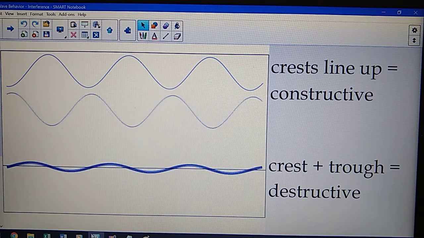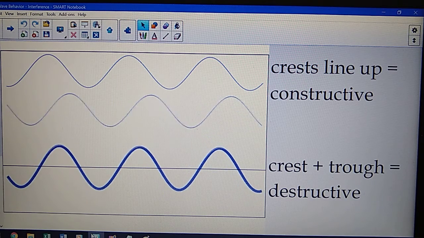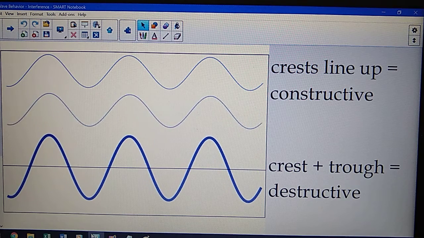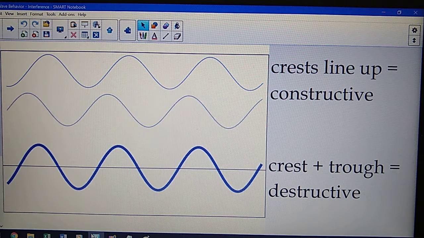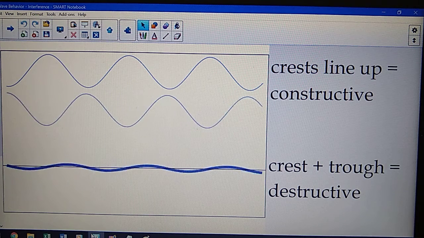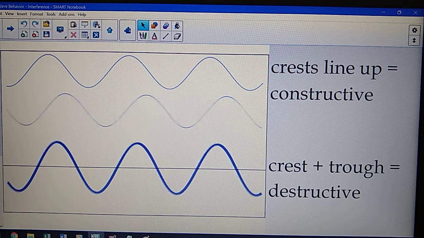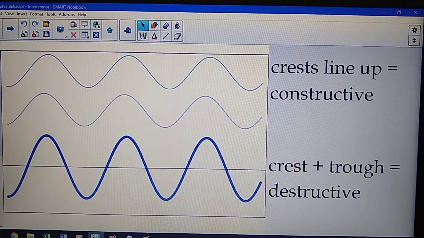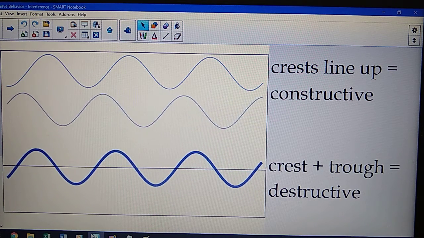Notice that every time a crest lines up with a crest, you get an increase in amplitude. And when a crest lines up with a trough, you get a decrease in amplitude. Now, for the examples I've given so far, they have the same amplitude. They are pretty much identical waves. So destructive interference in this case would produce a zero amplitude. However, that is not always the case. That is only if both waves have equal but opposite amplitudes. It is essentially a vector. Vectors only cancel if they are equal and opposite.